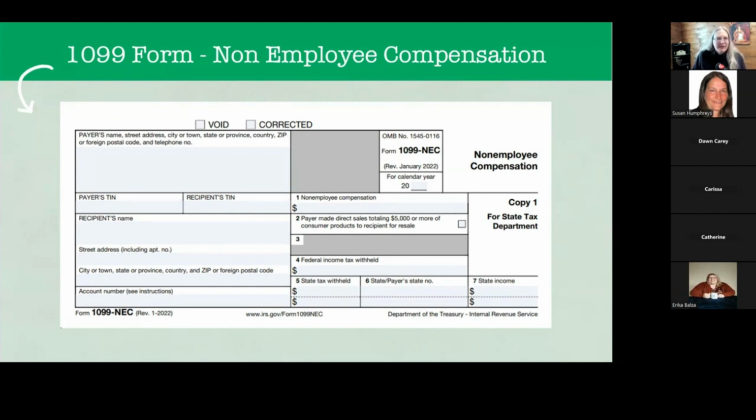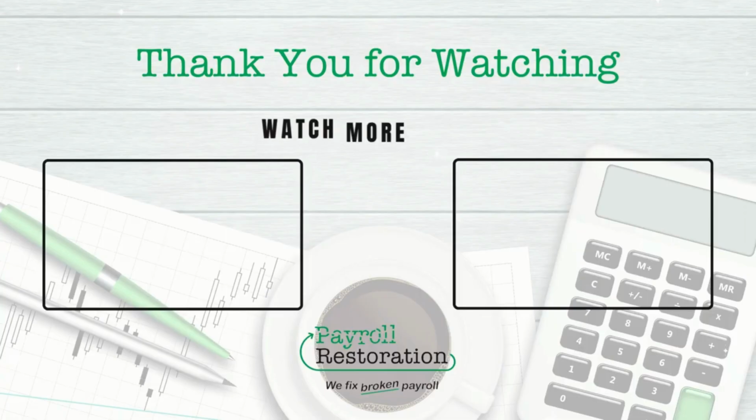Box 1 is where we put the non-employee compensation that we're going to discuss all the rules for in the coming slides here. And again, if the payer made direct sales totaling 5,000 or more in consumer products to the recipient for resale, you check that box. Box 3 is reserved for future use. 4 is if any federal income tax was withheld. 5, 6, and 7 is for state withholdings.